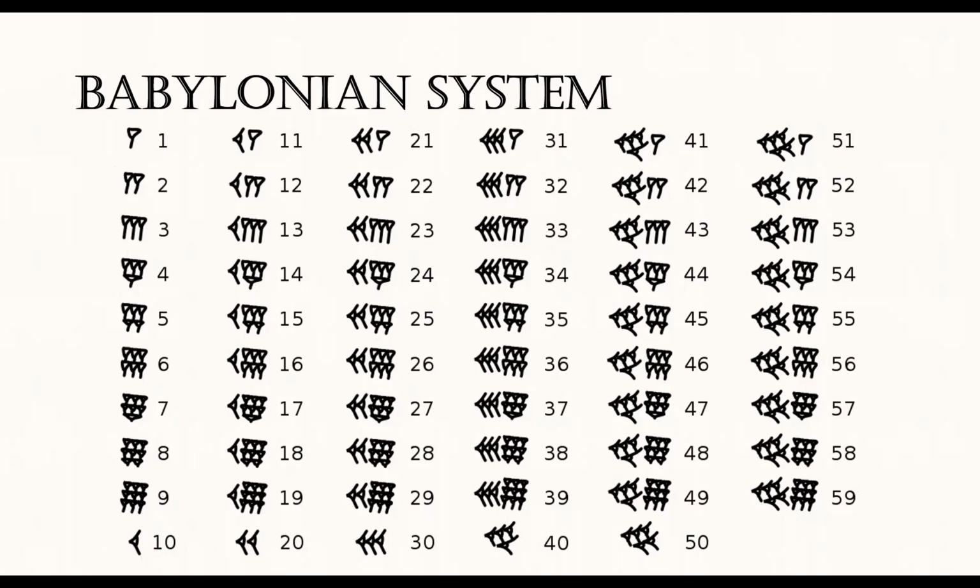Later, they add a placeholder 0, but for a lot of that time, they do not have any kind of 0. And so you just have to infer from the context what number it is, whether it's 1 or 60 or 3600 that they mean. This makes it very difficult to understand which mathematical tablets are doing what.